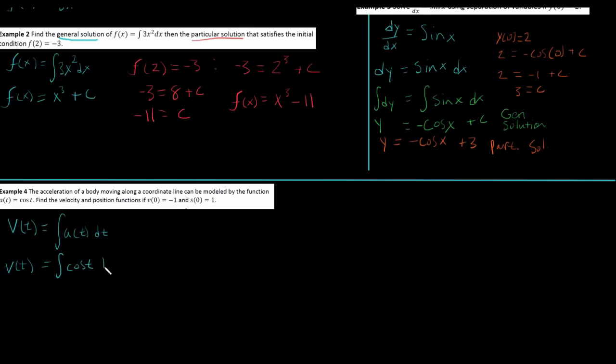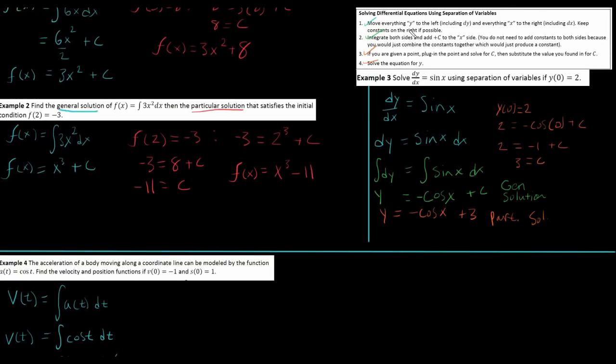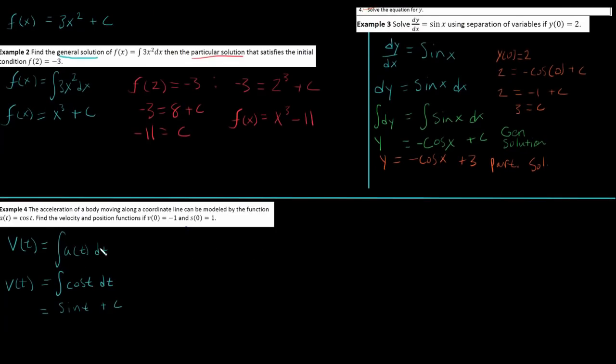Cosine of t dt. The antiderivative of cosine, well, we take the derivative of sine to get cosine, so sine of t plus c. Thinking about our steps, we didn't really have to do step 1 because it wasn't written in this Leibniz form, so we just had to start at step 2. We integrated. So here's our general solution.